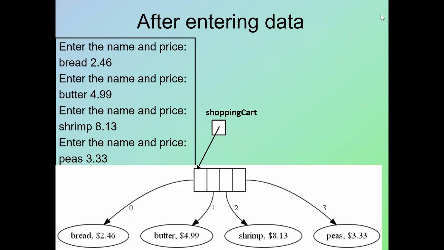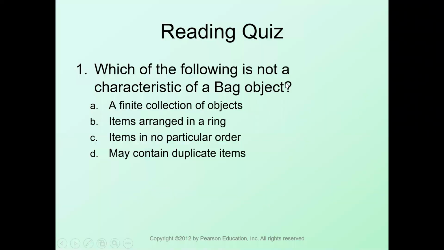Yeah, so back to bags. Reading quiz. It's not a bad idea to thumb through the chapter before class because it will make more sense that way. It's a recommended technique for improving your learning in lecture. Assuming somebody might have done this, or just using your own intelligence, what is not a characteristic of a bag object? What do you think the most likely answer is? B, there's no reason why items in a bag should be arranged in a ring, is there?